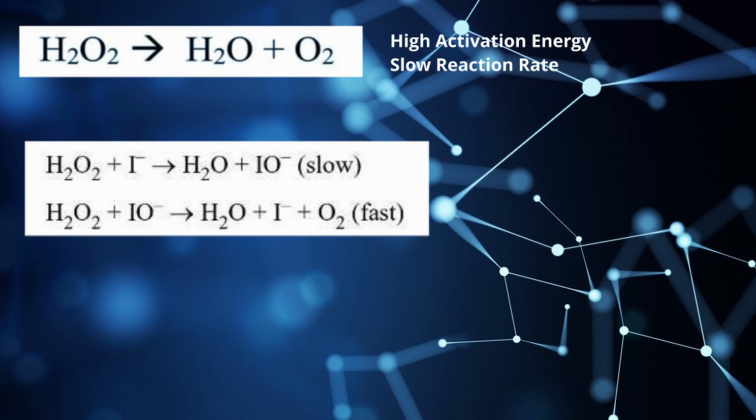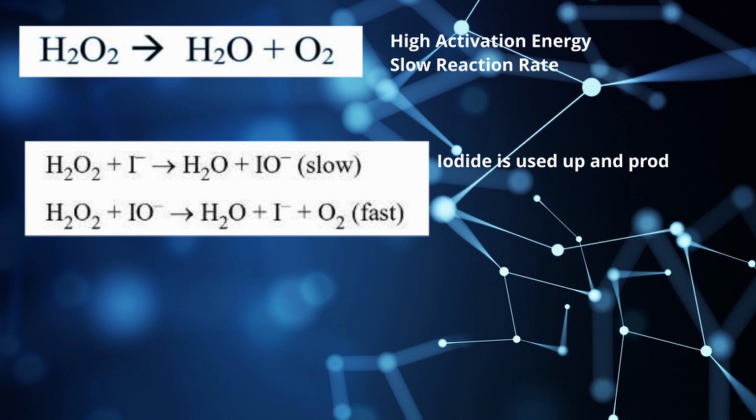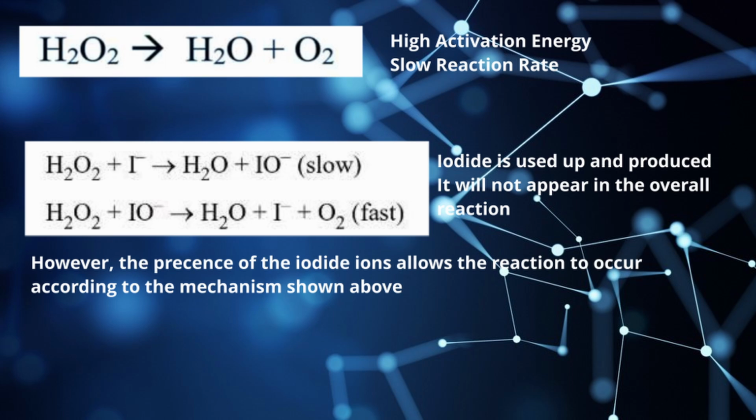as well as on the product side of the second reaction. This means that iodide is both used up and produced, so it will not appear in the overall reaction. However, the presence of the iodide ions allows the reaction to occur according to the mechanism shown above. This new mechanism allows the reaction to occur with a lower activation energy and therefore have a faster reaction rate.